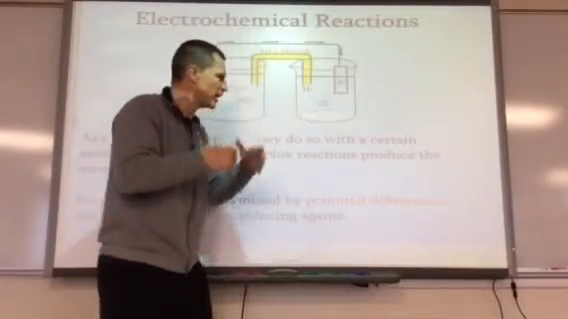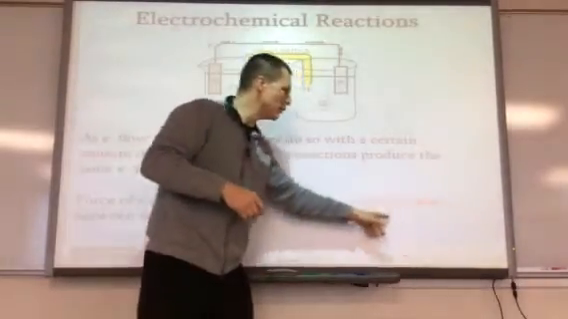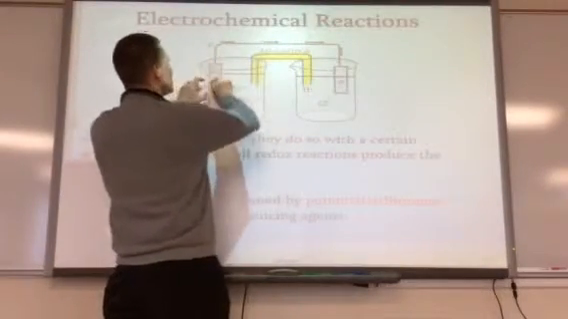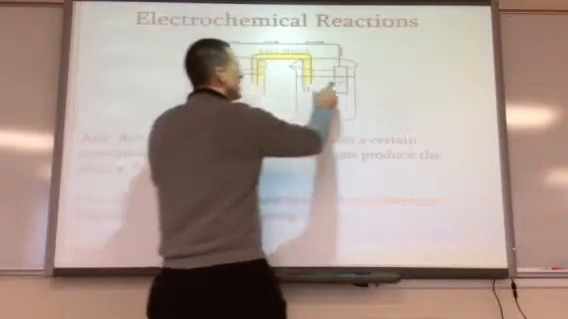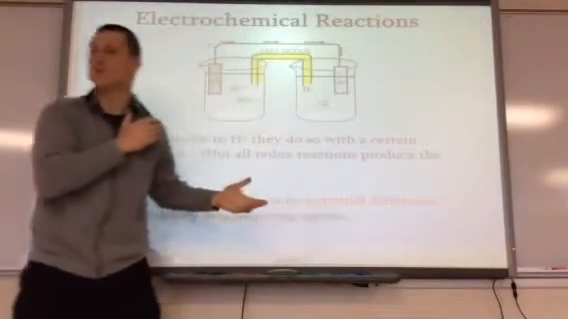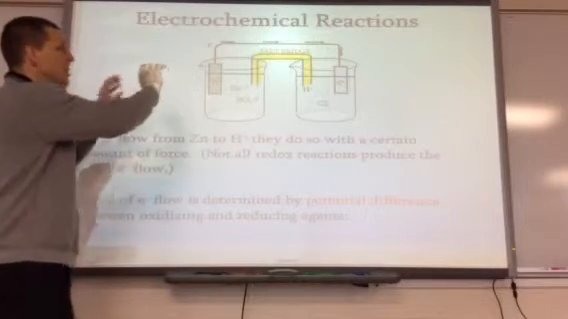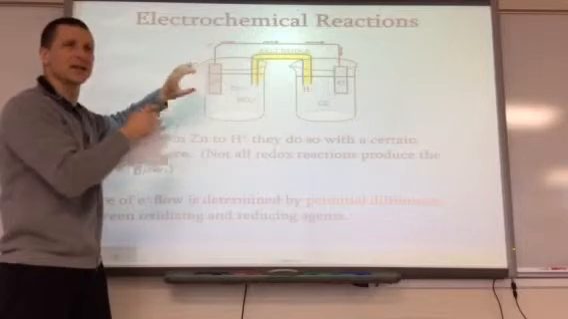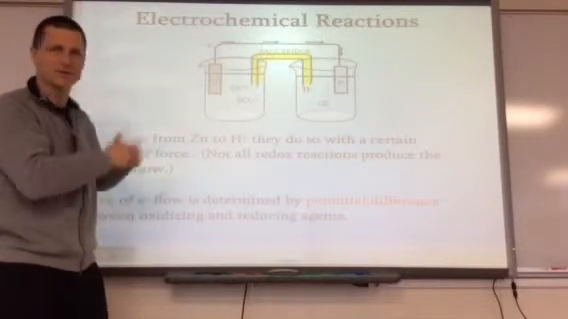And how hard they're getting pushed is dependent on what we call the potential difference. Potential difference, again, the zinc has a certain potential for getting rid of electrons. Hydrogen has a certain potential for accepting electrons. That's the potential difference. So we can change substances, maybe use copper instead of zinc, or iron instead of zinc, and we'll get a different potential difference.